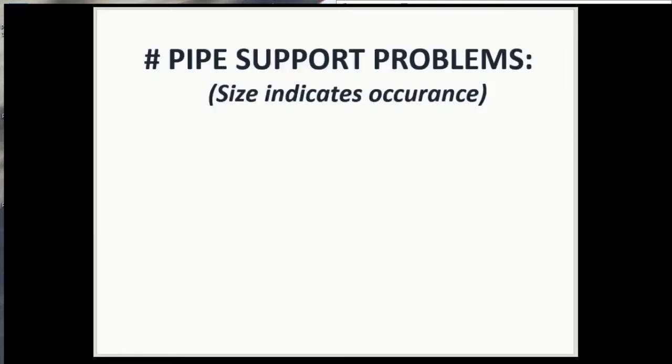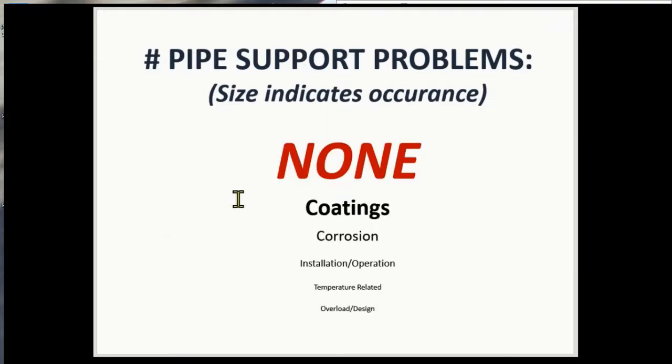So I'd like to talk for a moment about pipe support problems. Most pipe supports don't have any problems. Corrosion and coatings are all major issues when there are problems, but operators and manufacturers should discuss coatings and corrosion for their location and application before the shoes are installed. Today we're going to address overloads and design, which fortunately aren't too common.